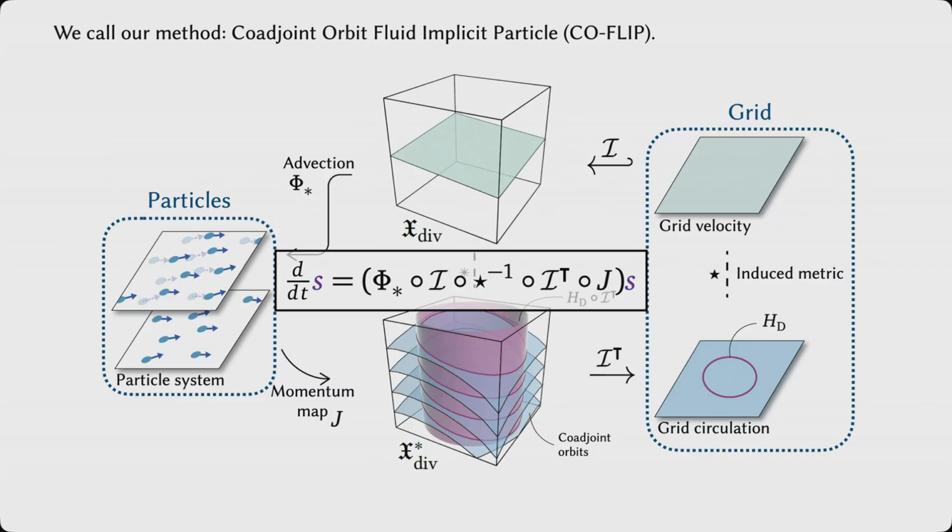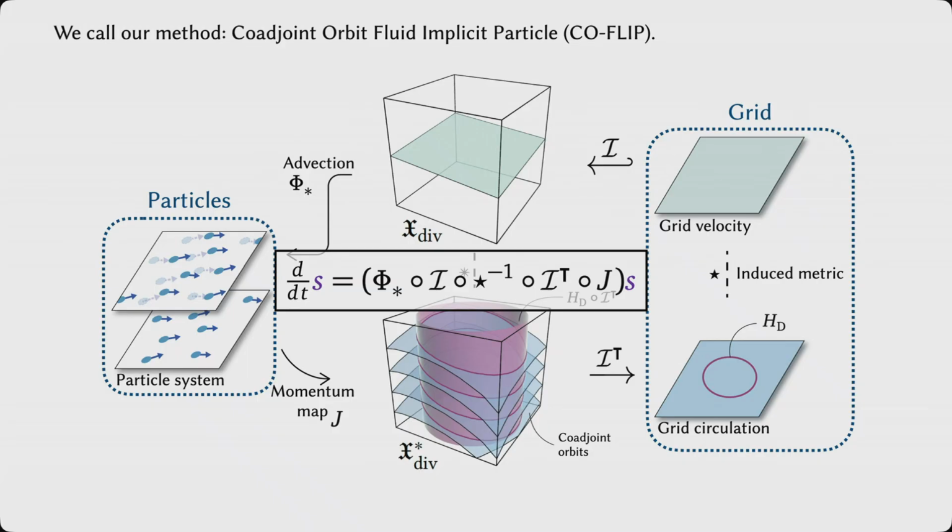And this equation of motion is now basically summarized in this kind of diagram. So you do a momentum map to go from particles to this equivalent dynamics in the dual space. You project yourself back, filter the velocity, and then you do an advection using this phi star.